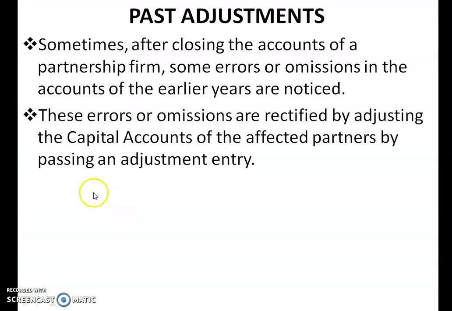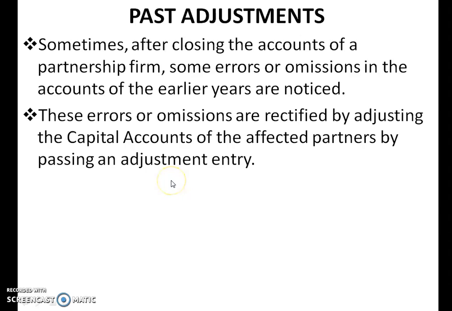So in this concept, what is being discussed is that sometimes after closing the accounts of a partnership firm, some error or omission in the accounts of the earlier year is noticed. So when after closing the books of account, it may be noticed that there is some error or omission while recording entries in the books of account. These errors or omissions are rectified by adjusting the capital accounts of the affected partners by passing an adjustment entry.